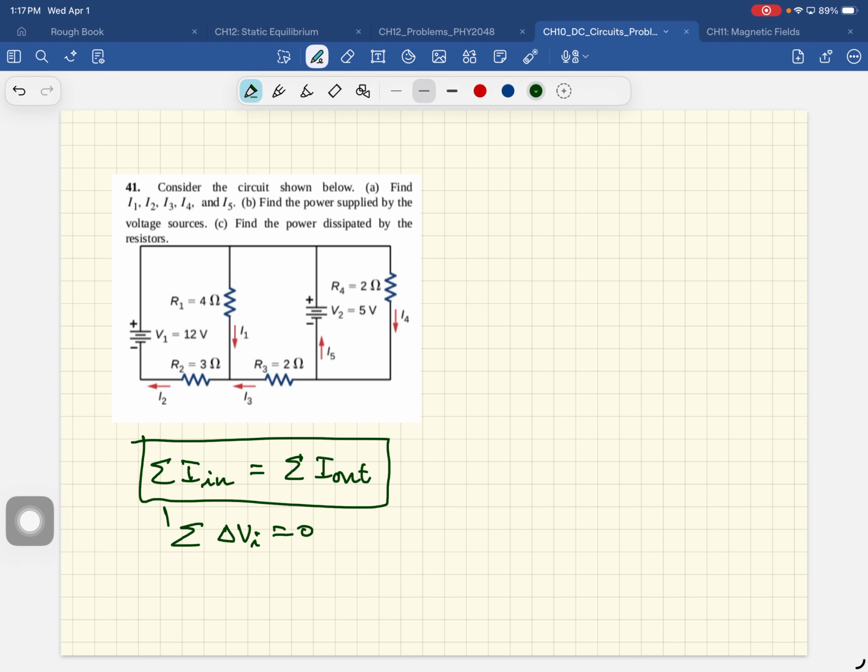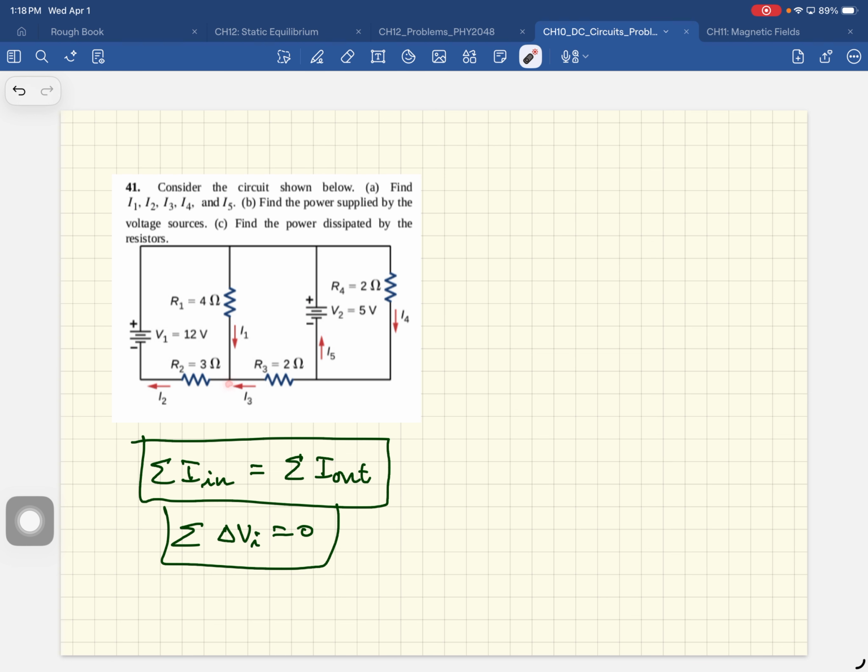So the current rule is always easy to use. We'll use the current rule for this junction and for this junction. If you apply it to the opposite junction at the other end of the arm, you'll get the same equation. So we'll use this junction and this junction.